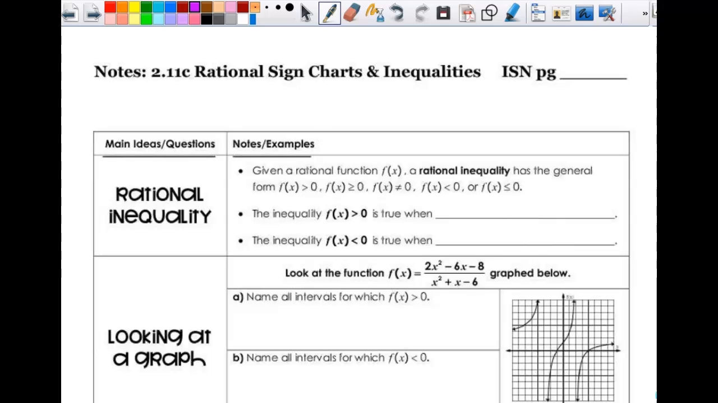So today we're doing rational sign charts and inequalities. We did polynomial sign charts and inequalities last week, so this is very, very similar. Obviously, we're dealing with rationals instead of polynomials.